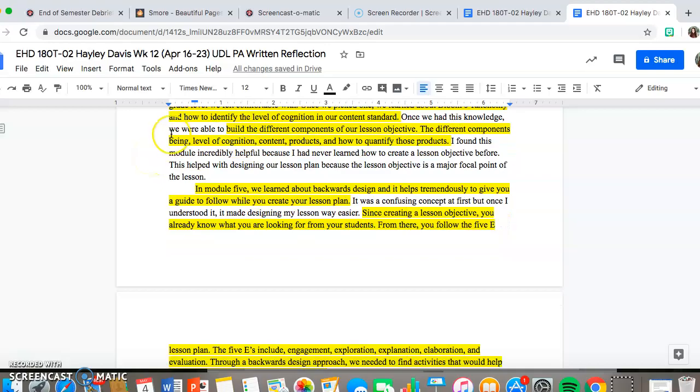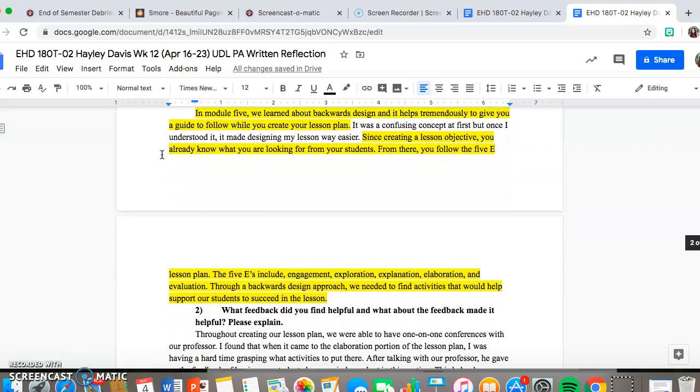So then we learned how to build components of our lesson objective, such as the level of cognition, our content, our products, and how to quantify those products. I found this module incredibly helpful because before this class, I did not know how to build a lesson objective, and through this module, I now know how to.